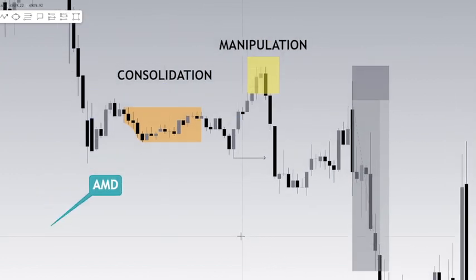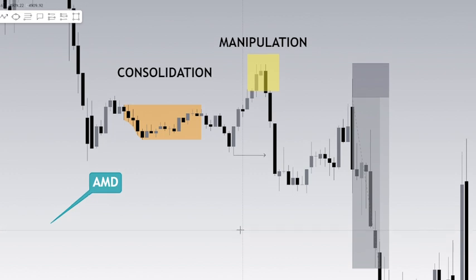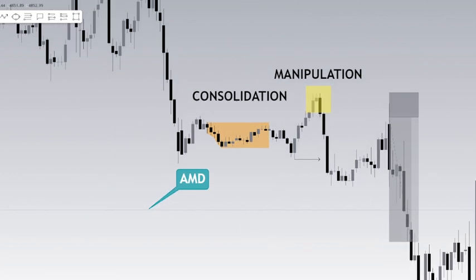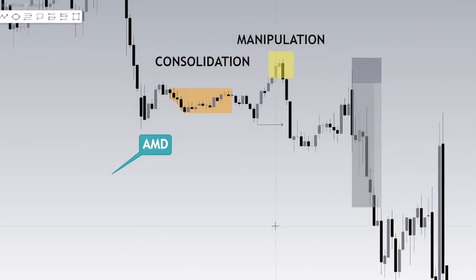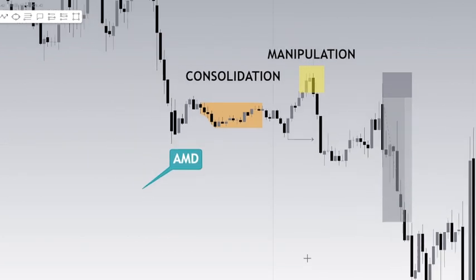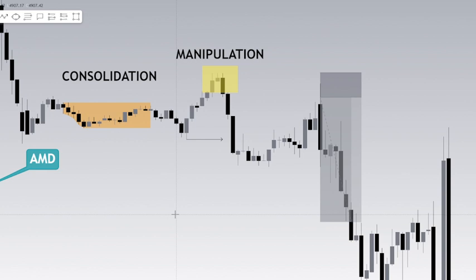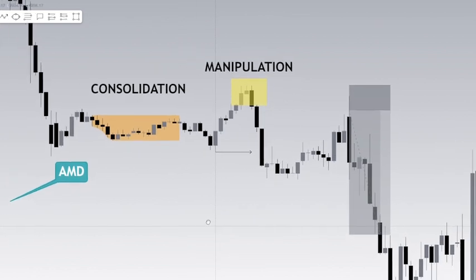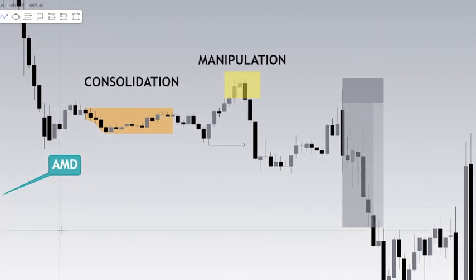This is how IPDA operates on a daily basis from using the idea of power of three: consolidation, manipulation, and distribution, right? Or accumulation, manipulation, and distribution. So this is the bread and butter of how the markets book, how the algorithm actually books, right? So you don't need to know every single intricate piece of detail, but what you need to understand is the very basics of a bearish candle, right?